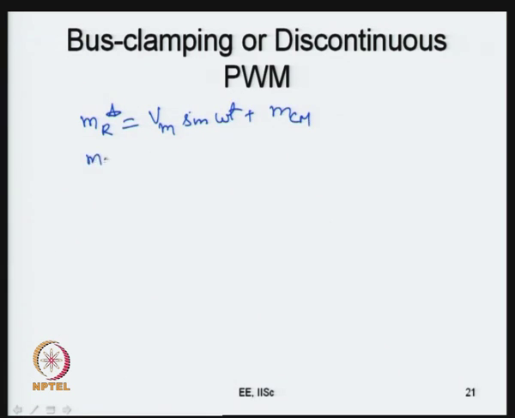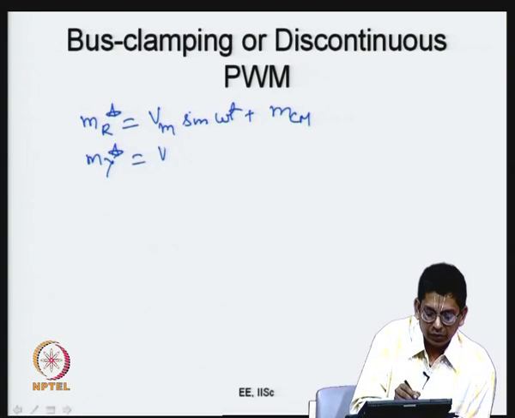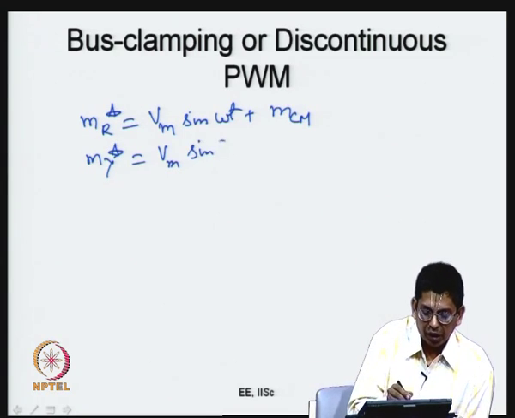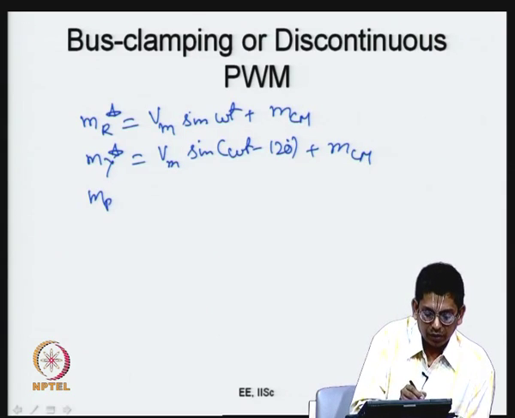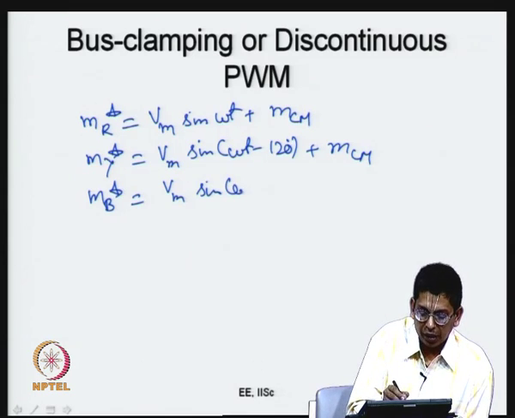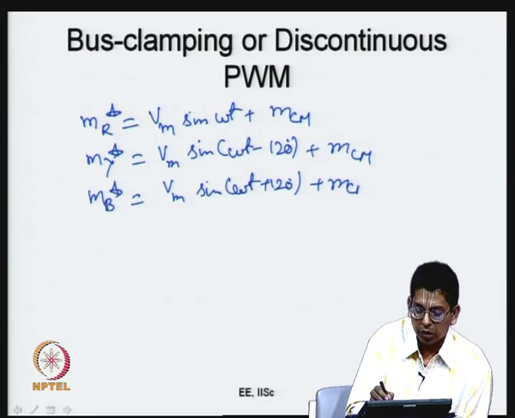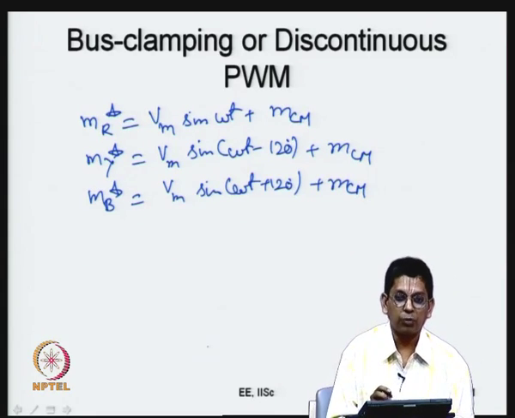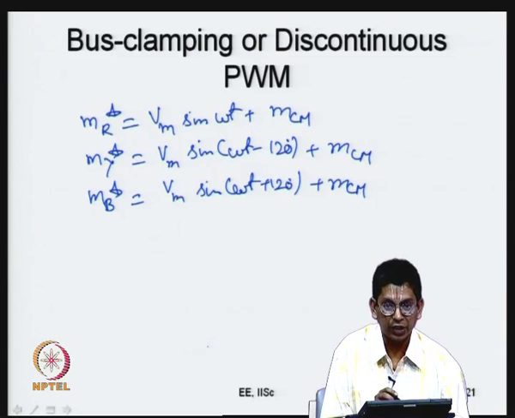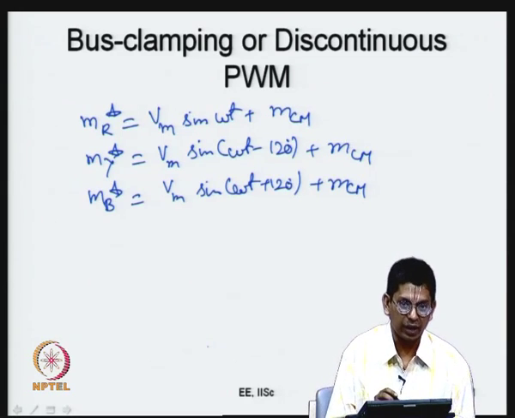Again for my star also you do the same thing. This is Vm sin of omega t minus 120 plus the same common mode component. MB star is equal to Vm sin of omega t plus 120 plus this common mode component. Now, what is this common mode component is the question. In the case of third harmonic injection, the common mode component was a third harmonic component, k times Vm sin omega t.